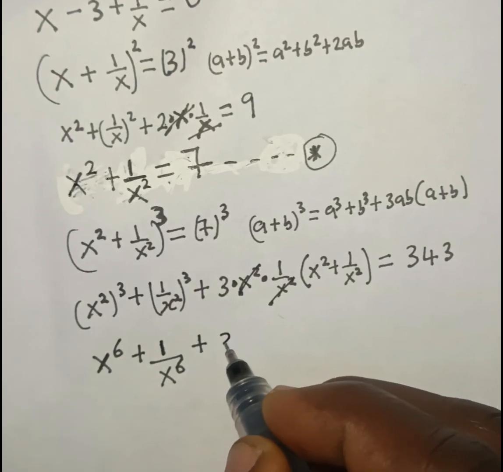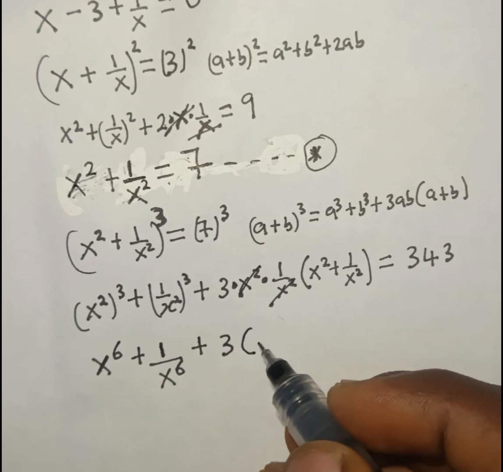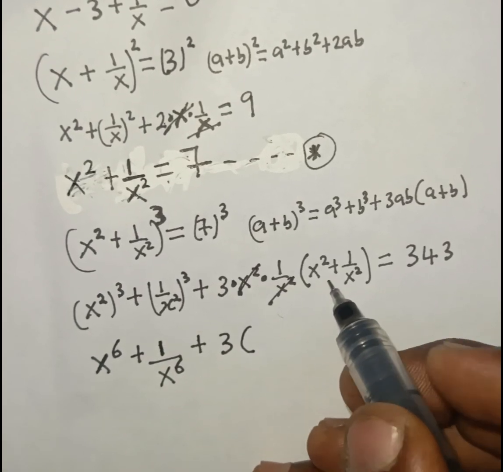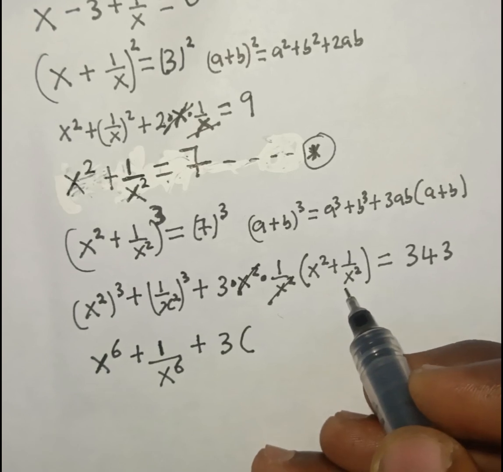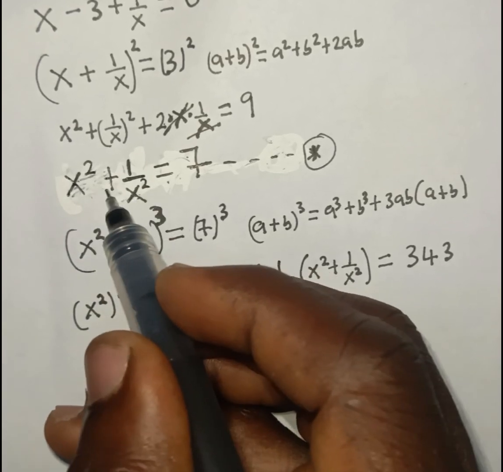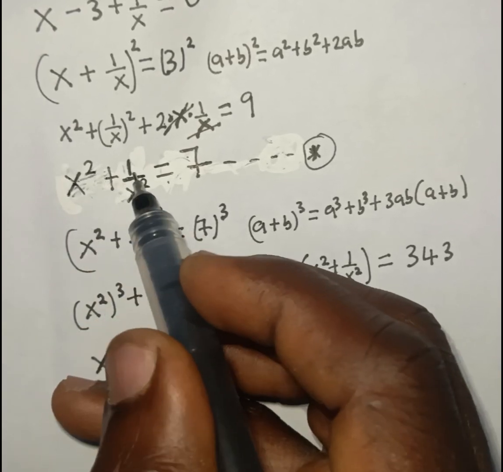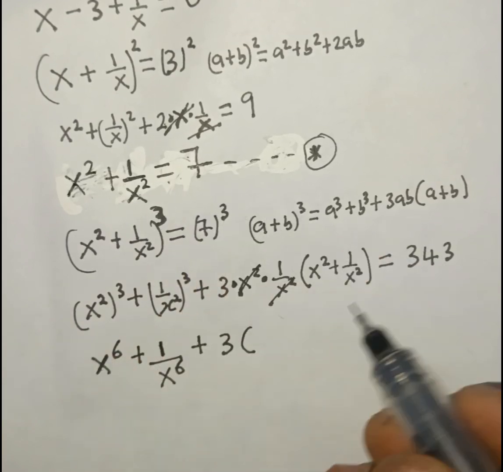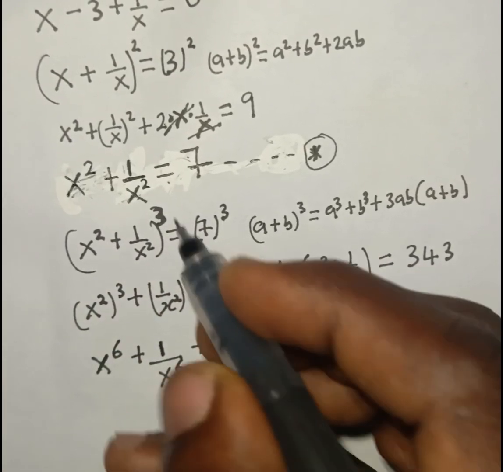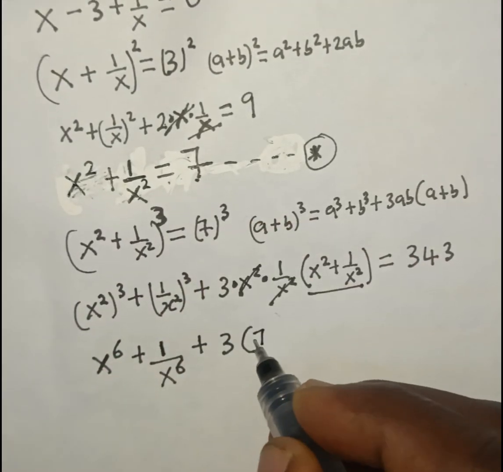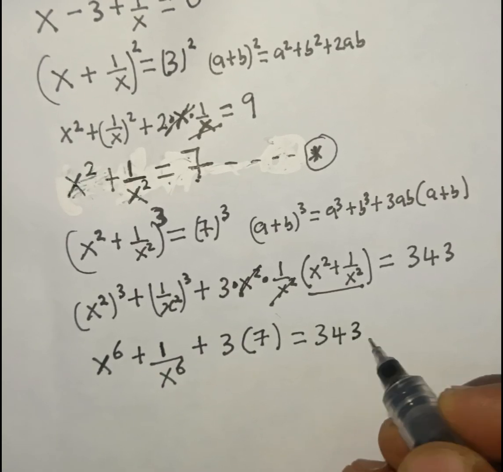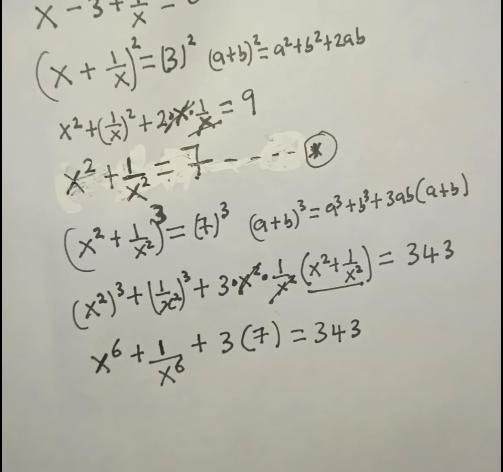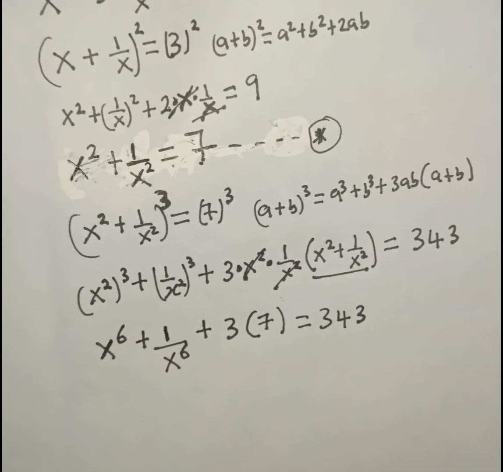So we are left with just 3 into the bracket of, and here we remember that initially we solved x to power 2 plus 1 all over x squared to be 7 from equation asterisk, x to power 2 plus 1 all over x squared equal to 7. So therefore, in this place, we are going to replace this value, which is 7, then everything will be equal to 343. Now, the next thing we're going to do is to take the constant to the right hand side.